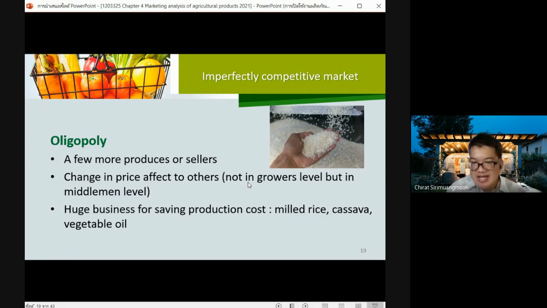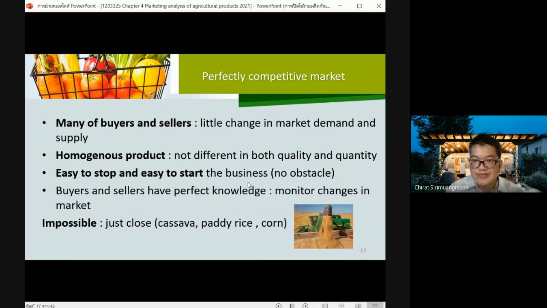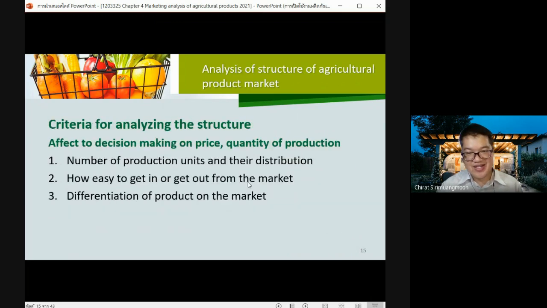So milled rice is classified as oligopoly, but for the perfect competitive market, it is actually paddy rice. Paddy rice means the rice with the outer layer, like the husk. It is not polished and the outside is not removed yet. So that is the reason why paddy rice looks pretty much the same. Okay.